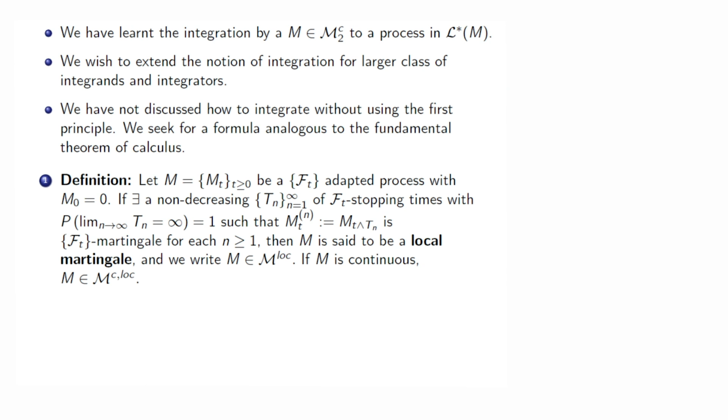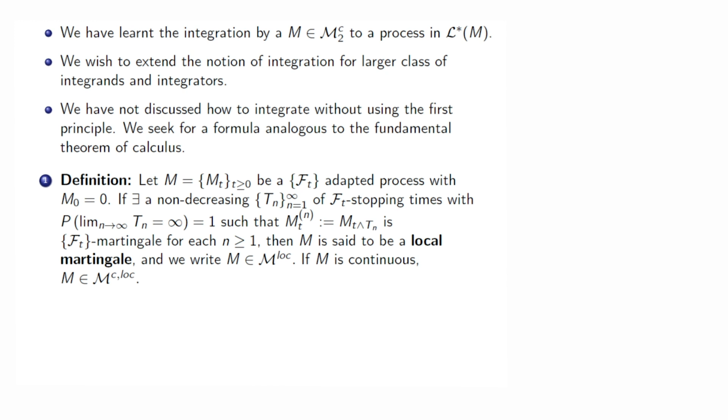Now let us start with a definition. This is a definition of a larger class of processes which need not be martingales. However, a martingale is also a subclass of this, so this subsumes the class of square integrable martingales. We call this a local martingale. Let M be a process M subscript t, t greater than or equal to 0, an Ft adapted process with M0 equal to 0.